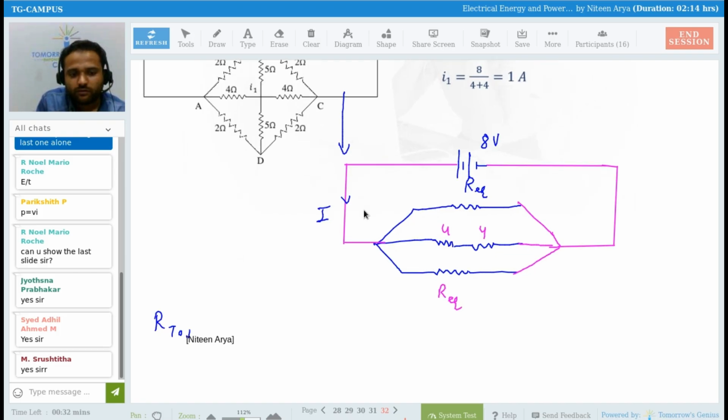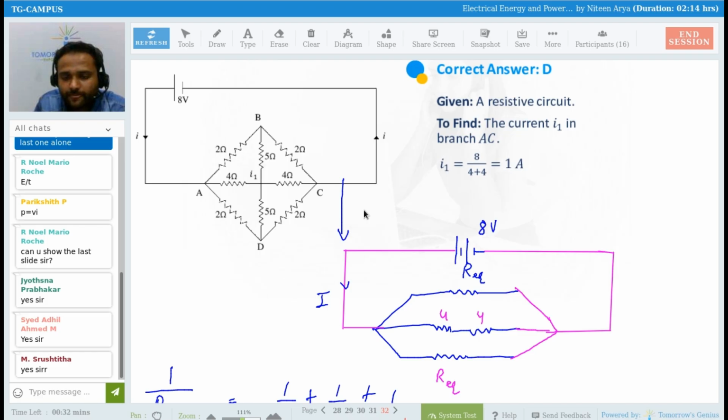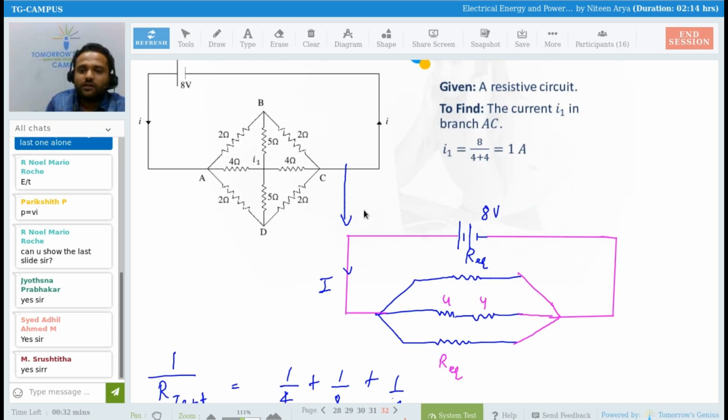So R total is nothing but R equivalent, because this is in 3, so you cannot do directly. 1 by R equivalent plus 1 by 4 plus 4 plus 1 by R equivalent, and R equivalent, if I am not wrong, is 2 and 2, 4. So let me write it down here directly: 1 by 4, 1 by 8, 1 by 4. Okay, so I1 is nothing but 8 volts divided by 4 plus 4.